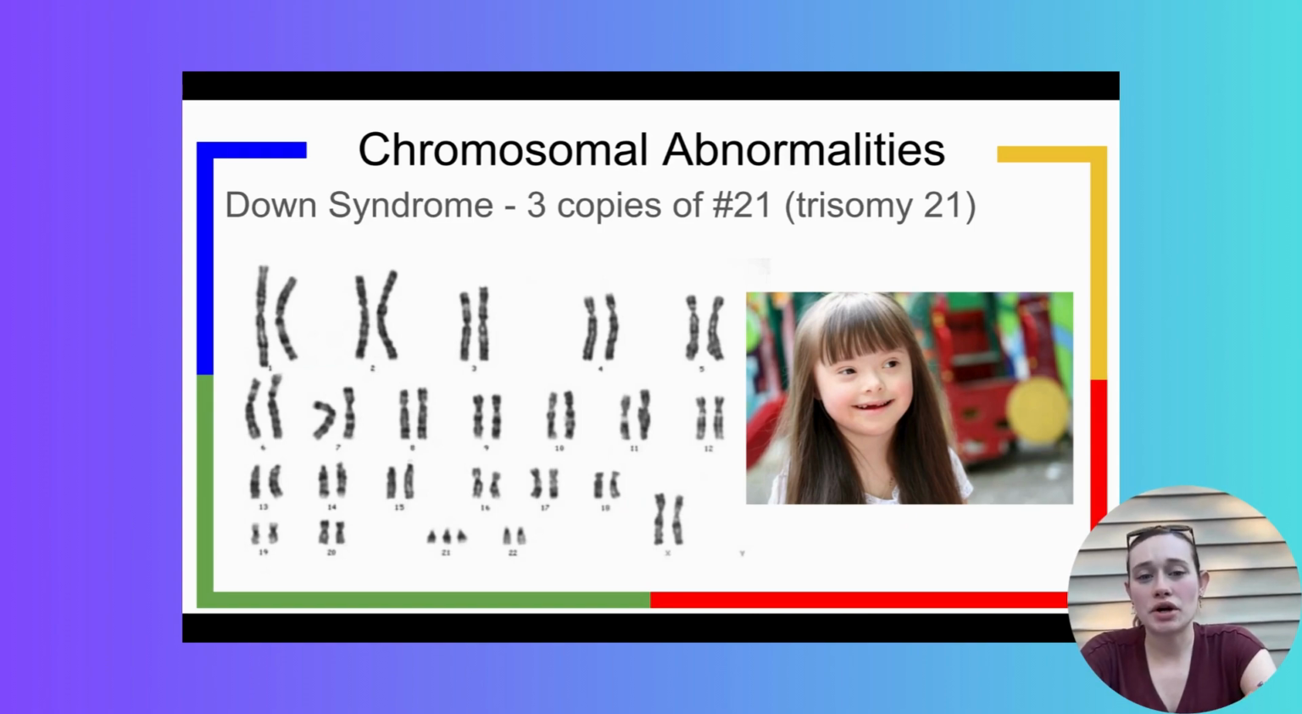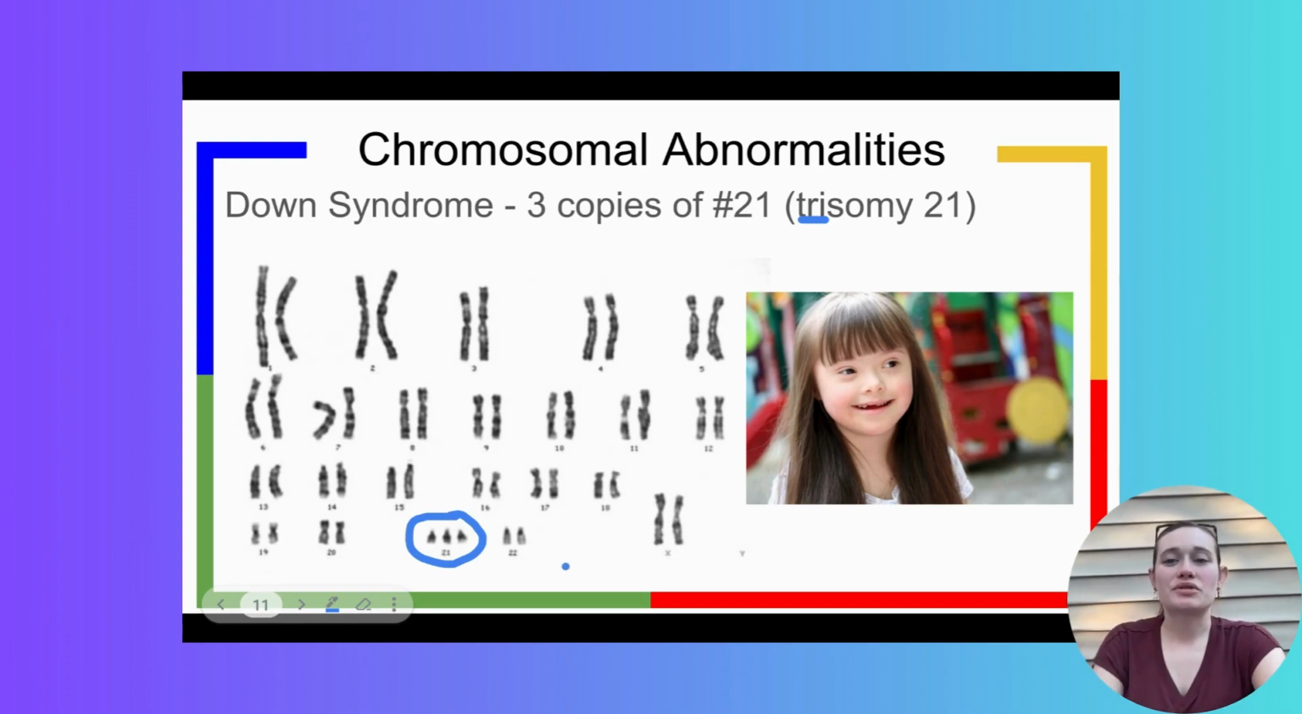So, there are many different types of chromosomal abnormalities. The first one we are going to look at is Down syndrome. Down syndrome is where we have 3 copies of chromosome number 21, also known as trisomy 21. Tri meaning 3. Again, everything is in pairs. We have 1, 2, 3, 4, all the way up to chromosome number 21, and you can see that there are 3 copies and not just a pair. So, Down syndrome, 3 copies of number 21.